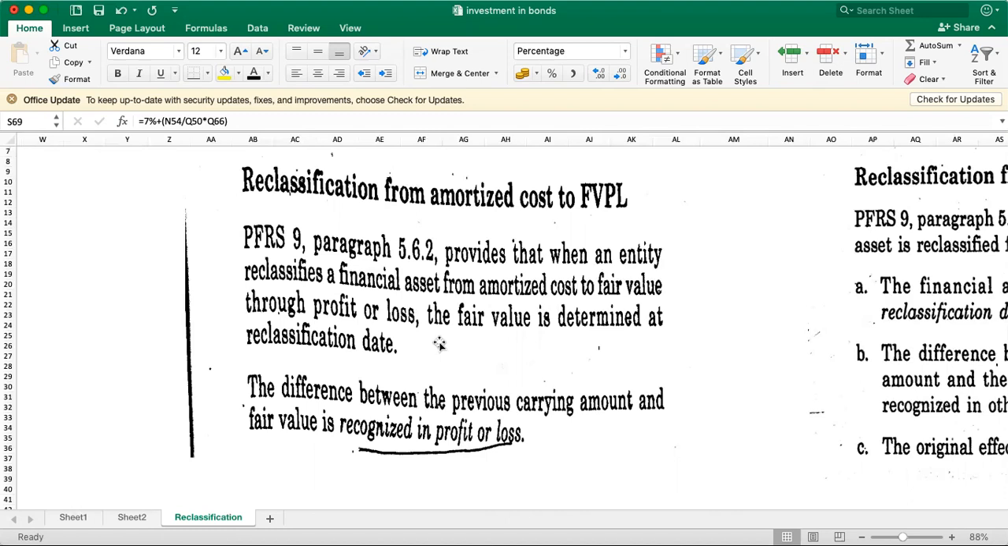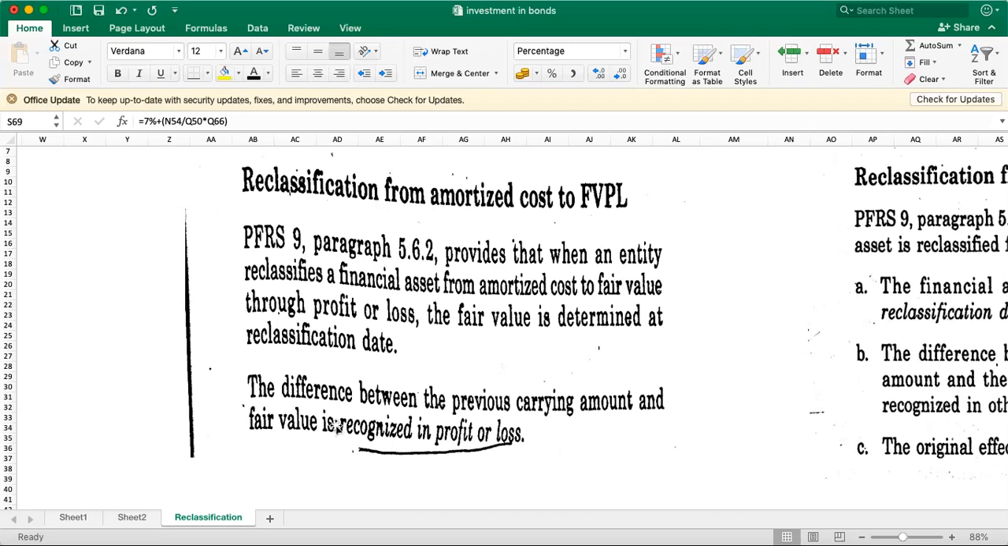So, ang gagawin lang natin dito, di ba, amortized cost, we compute at the end of the period or every interest payments, we compute the amortized cost or the carrying amount. So, anong gagawin natin dito if we reclassify to FVPL? We just need to identify the fair value at the date of reclassification. So, di ba, from amortized cost carrying amount to FVPL, which is fair value yung initial measurement.